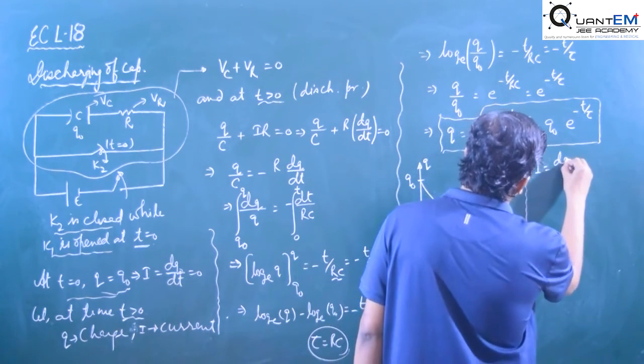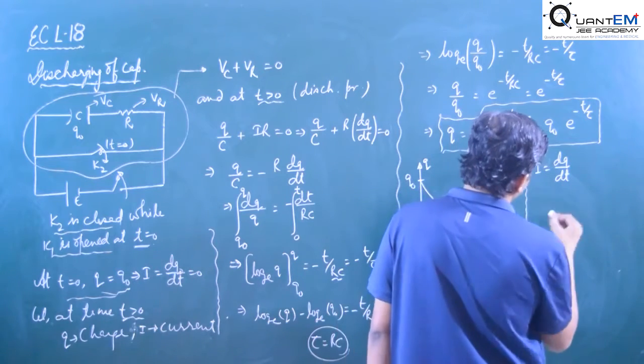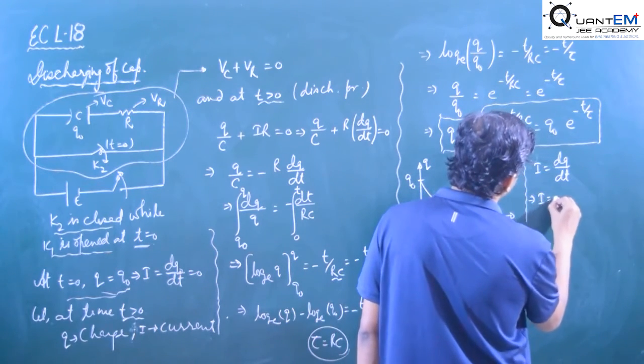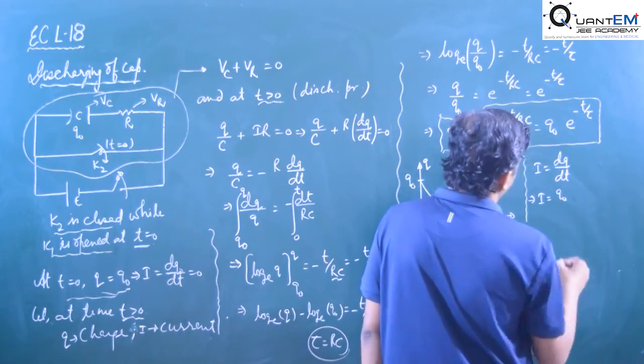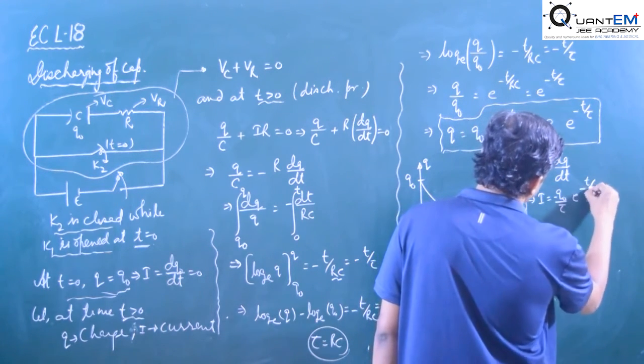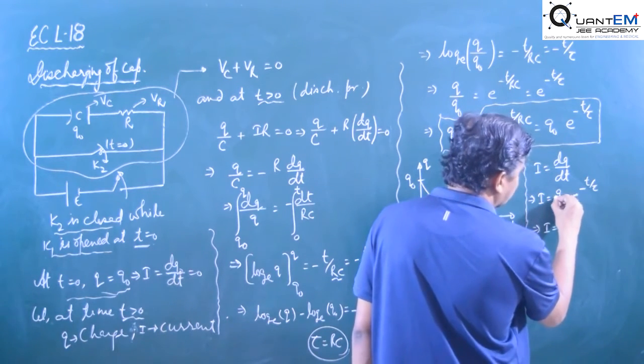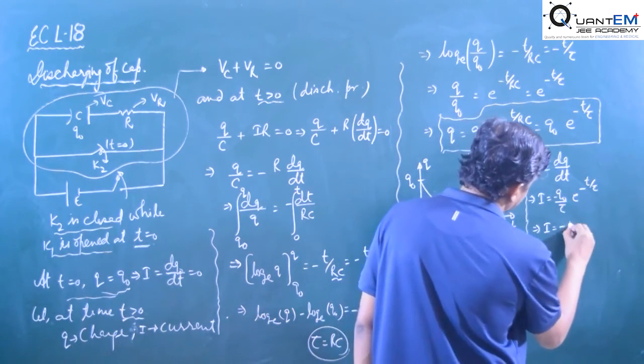Current we have as the rate of change in charge. So if we simplify it, we will get the result I is equal to minus q naught by tau e to the power minus t by tau. So that is I is equal to q naught by tau is the maximum value of current, that is minus I naught.